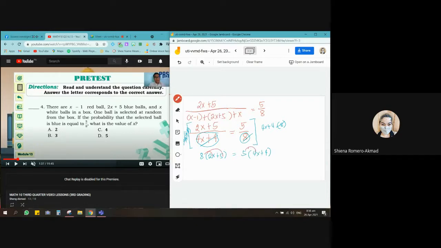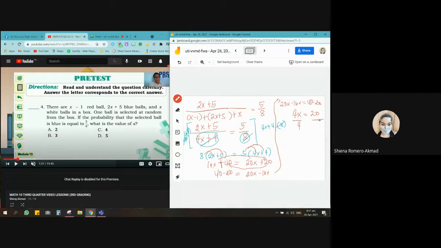And then we will distribute. We'll have 16x plus 40 equals 20x plus 20. Now, para magkaroon ako ng positive x, gagawin ko si 16x ang ililipat ko dito, and si 20 dito. So, magiging ano yan? Magiging 40 minus 20, 20x minus 16x. Or, pwede rin natin gawing 20x minus 16x equals 40 minus 20. Pareho lang yun. Okay? So, we'll have here 4x equals 20.